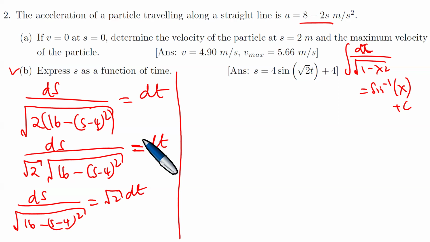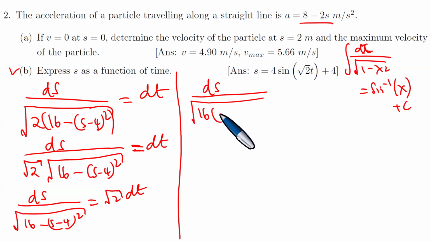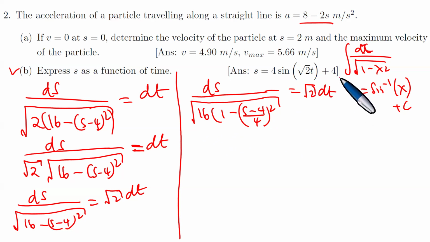So if this is the case, in view of this result and the fact that here you can factor out 16, getting ds over 16, which is 1 minus s minus 4 out of 4. Okay, because the first square is 16. So this is the same, which is the square root of 2 dt. Take a look.